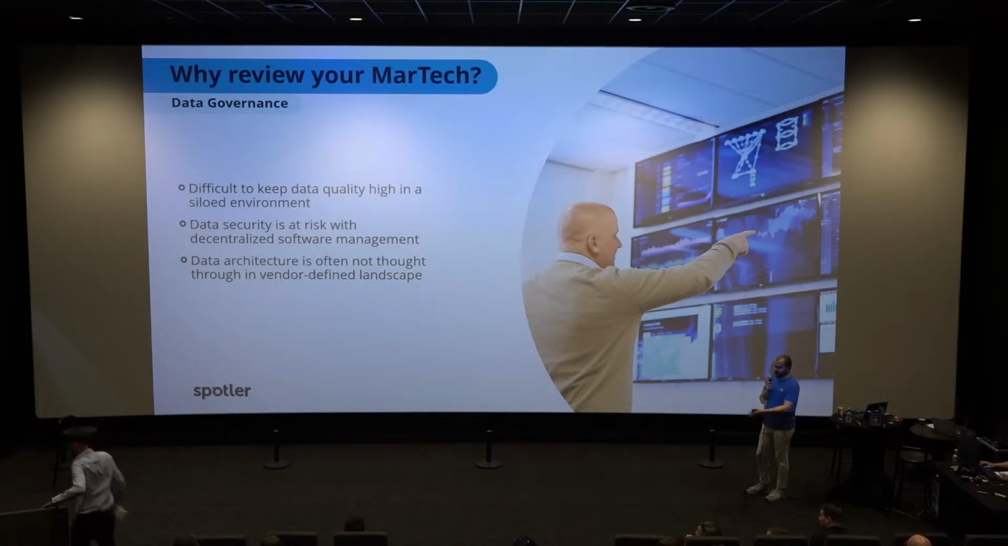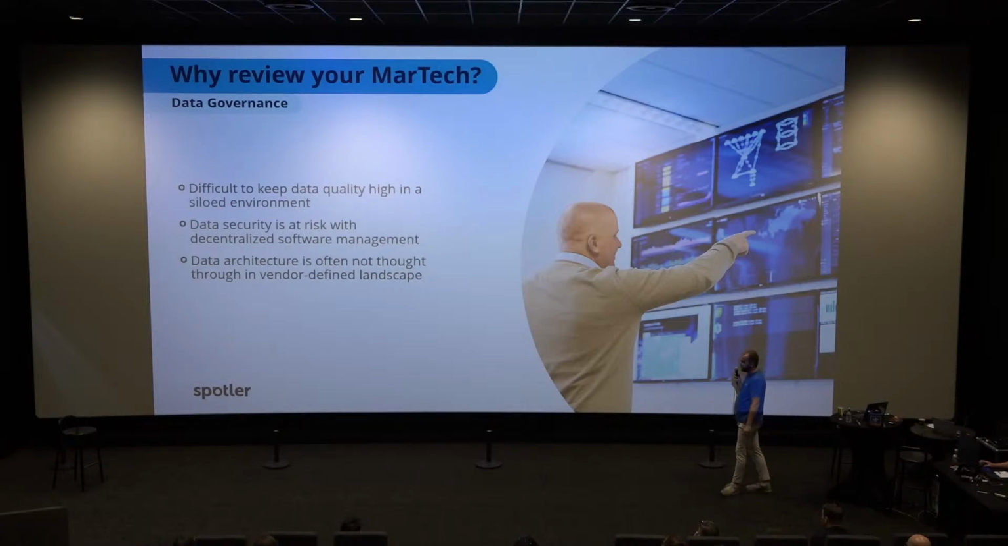And like I said, when business units or individuals are purchasing MarTech stack without a central brain actually knowing what's going on, there's also a risk. Data security, because who knows what is going on, if there's no centralized intelligence on that. And the last point on this is that if you're forced into a vendor-defined landscape, then it's never going to be how you want it to be.